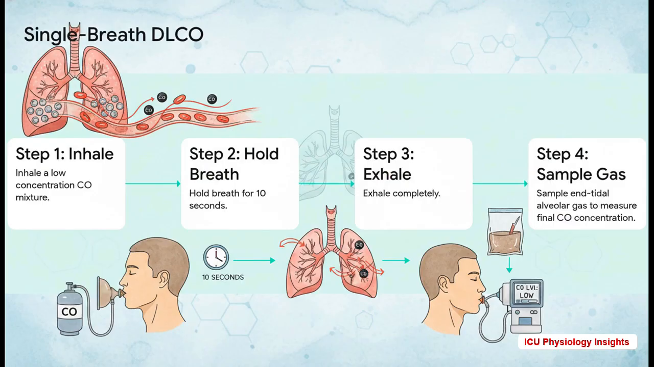The way we do it is with the single breath maneuver. It's pretty straightforward. The patient takes a deep breath of a special gas mixture with a tiny, harmless amount of CO. They hold that breath for exactly 10 seconds. That's the diffusion time. Then they exhale. We measure the CO concentration in the air they breathe out, compare it to what they breathed in, and from that difference, we can calculate how much CO was taken up by their blood.